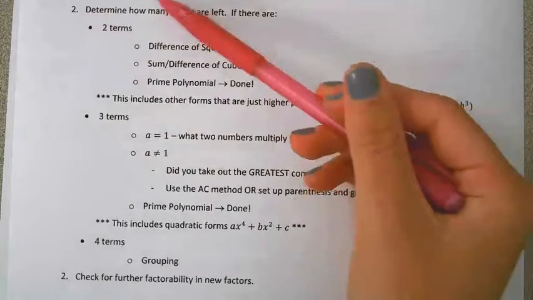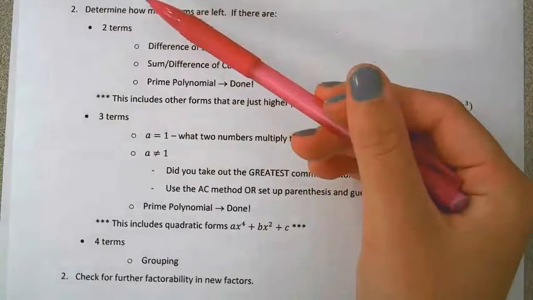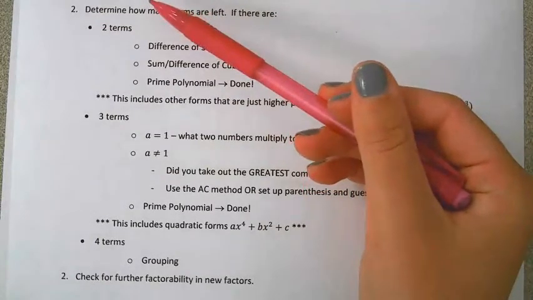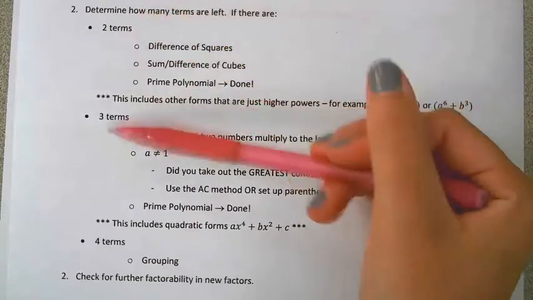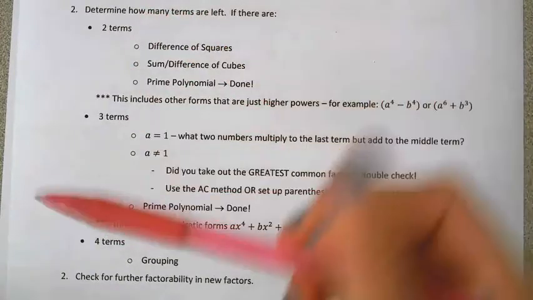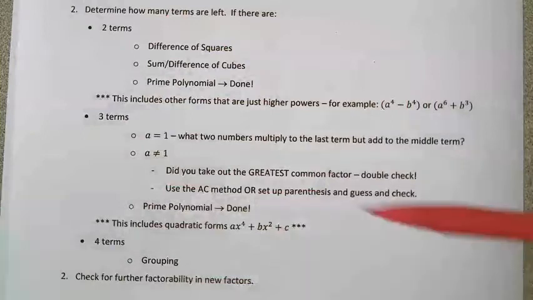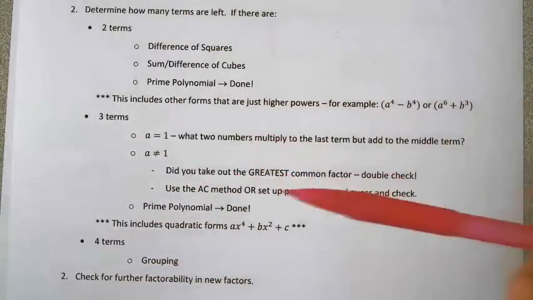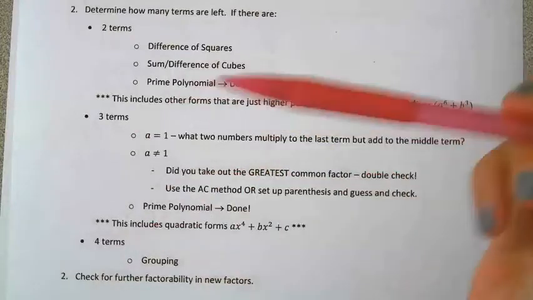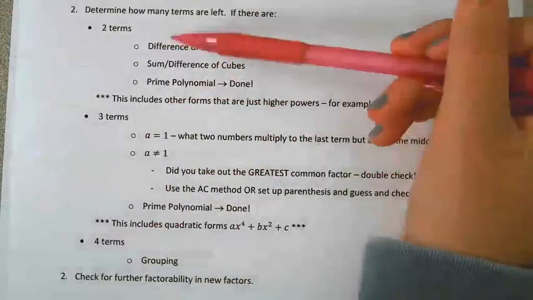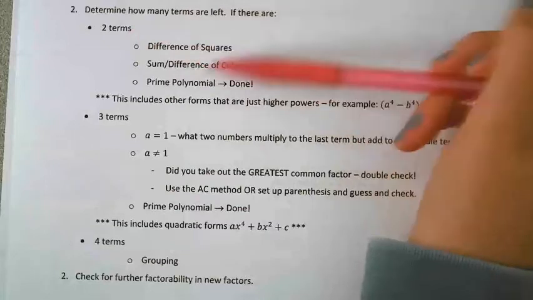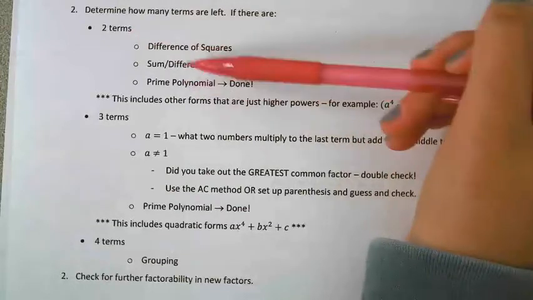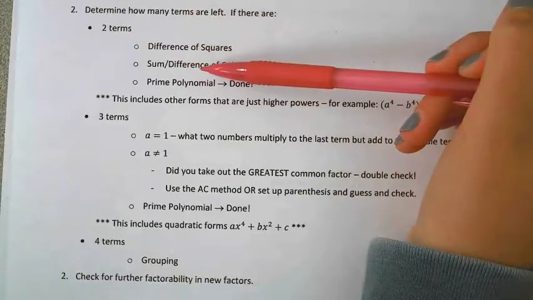You should always check to see if there's a GCF first, and then from there, you see how many terms are left, and this is going to help you factor your factors. So if you factor it once, you need to see if what's factored can be factored further. I'm going to explain the hierarchy a little bit. If you have two terms, you're in these scenarios. We haven't talked about all of them, but that's okay.